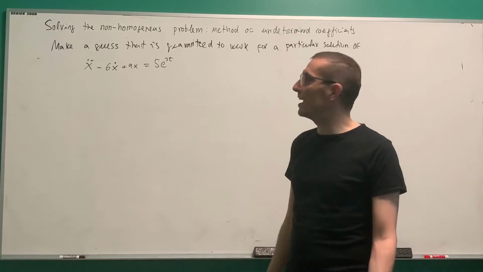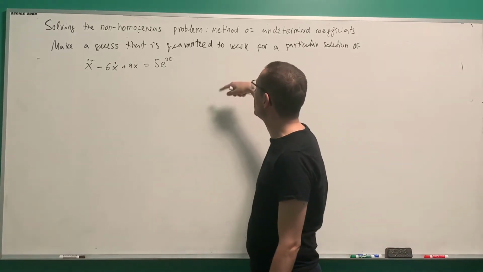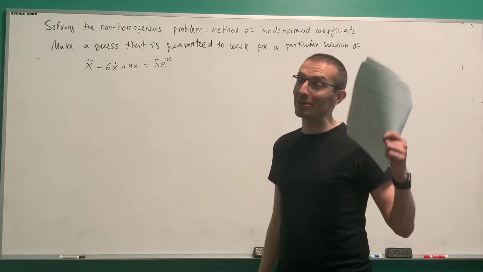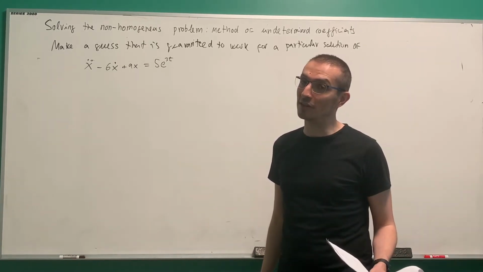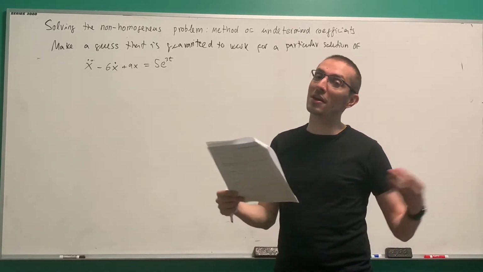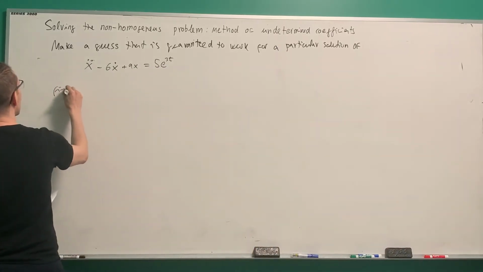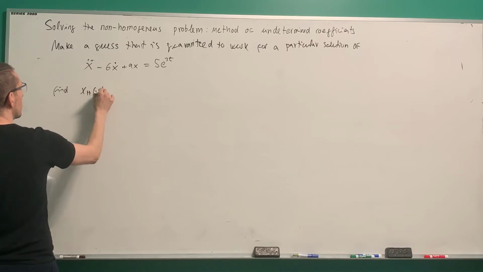Now, if we were naively guessing, we would say, oh, that's easy. It's a times e to the 3t, right? But again, to make a good guess, you first need to know what the homogeneous solution is, because the particular solution may overlap with it. So let's see what the homogeneous solution is. Find x homogeneous of t.